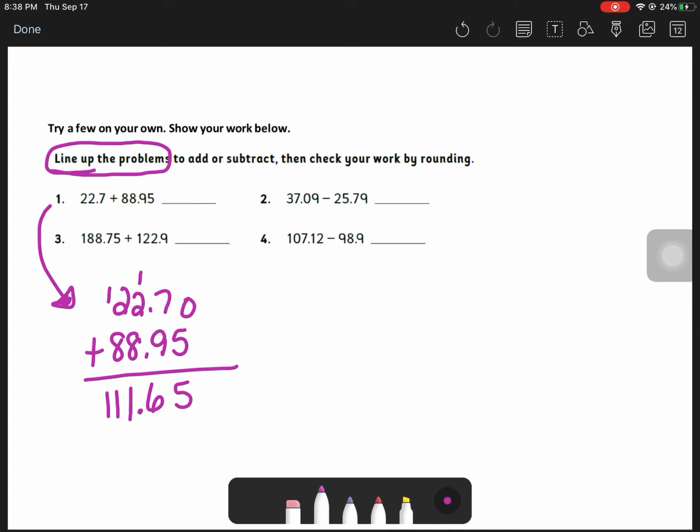Now, if we want to check that by rounding, 22.7 rounds to 23, and 88.95 would round to 89. And if we add that together, 3 plus 9 is 12, carry our 1, 2 plus 8 is 10, plus 1 is 11, and you can see that our rounded is very close to our actual answer. The rest are for you to work on to finish and then turn in your notes.